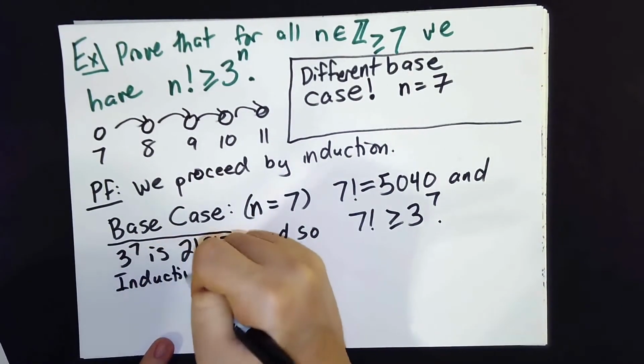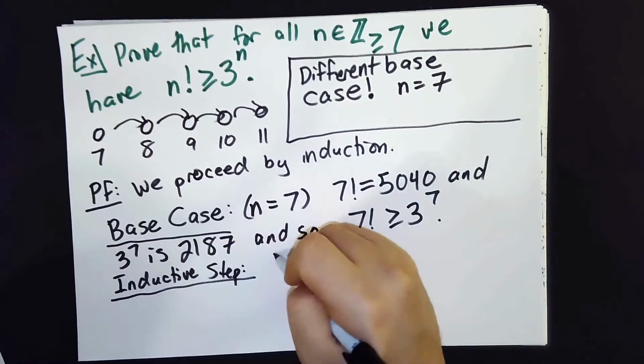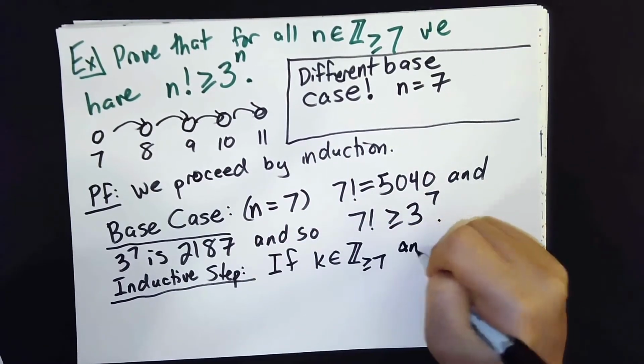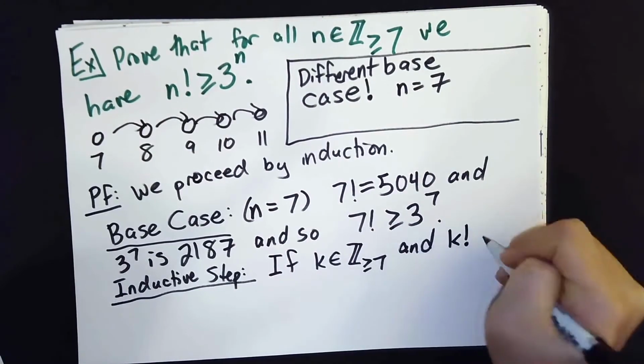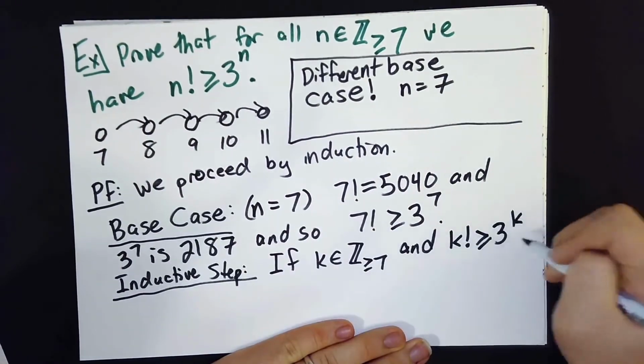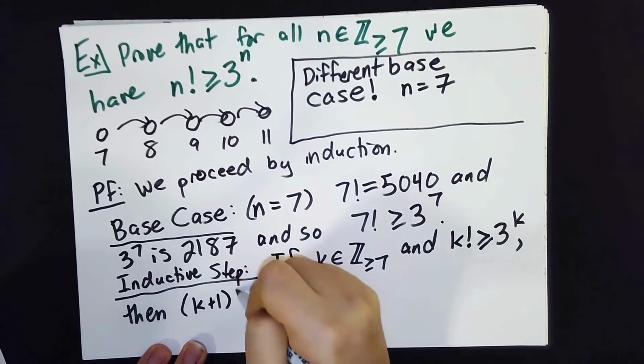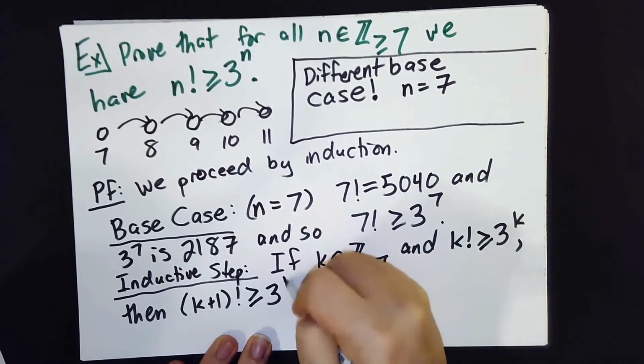So now what's our inductive step going to say this time? It's going to say that if I take an integer that's greater than or equal to 7, and it happens to be true for that integer, that k factorial is greater than or equal to 3 to the k, then the same is true for k plus 1, namely k plus 1 factorial is greater than or equal to 3 to the k plus 1.